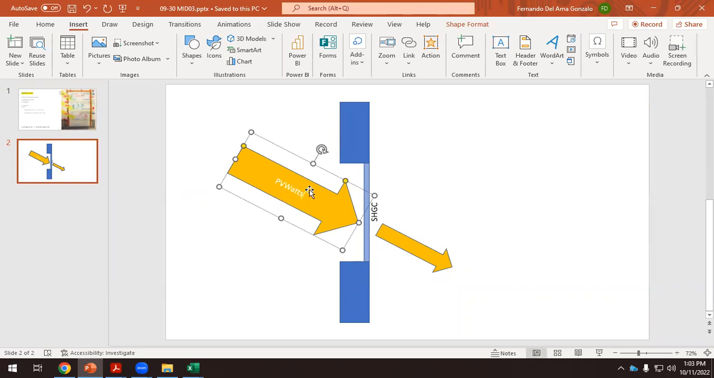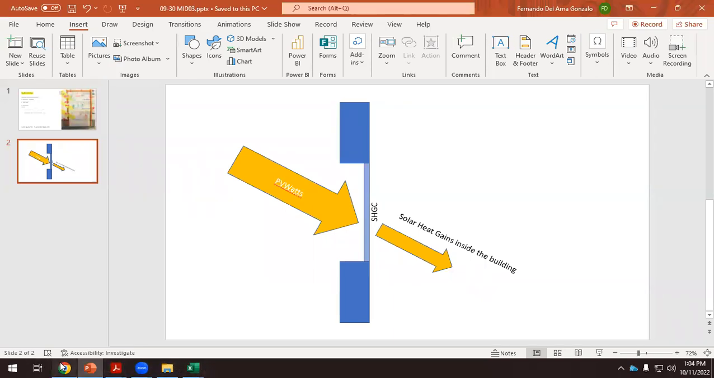Okay, so that's the value that comes from PV watts. And that's the value of the solar heat gains inside the building. So this is what we have to calculate, and this is what we get from PV watts.